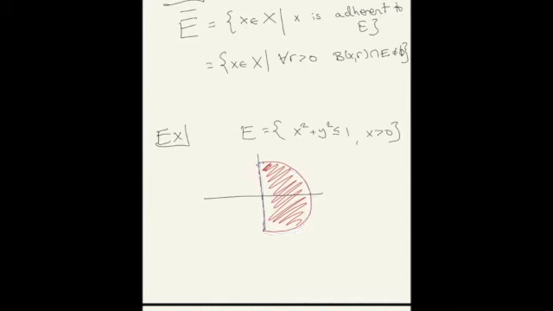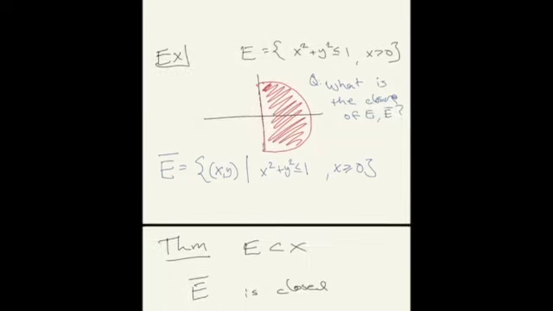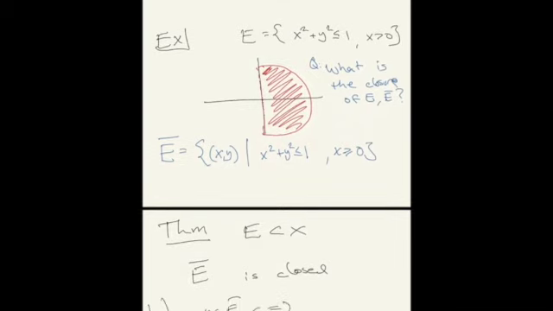So the closure in this case would be equal to all those points (x, y) such that x squared plus y squared is less than or equal to 1, and the second inequality we turn into bigger than or equal to. So this answers the question, what is the closure of E? That is E bar. And one could prove that this is indeed the closure.